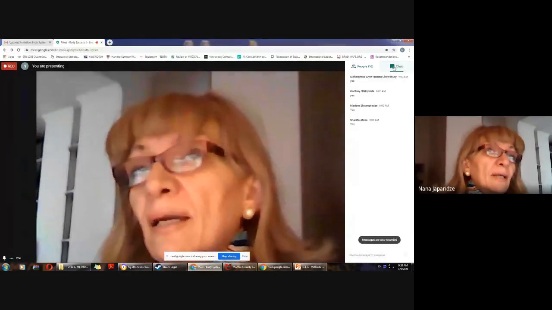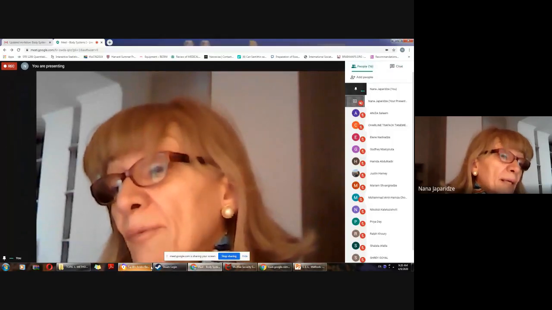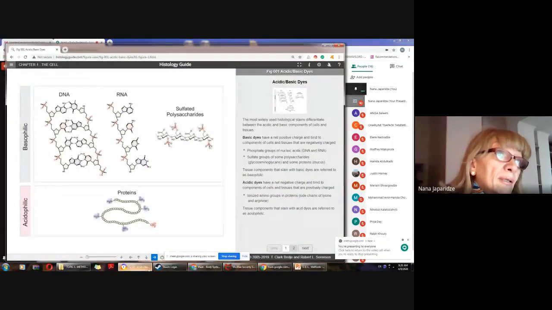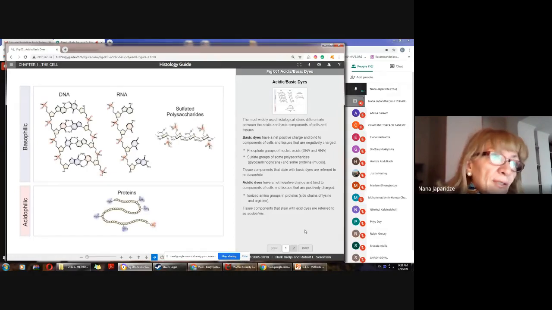acidic dyes. So the acidic dyes are very important to demonstrate, for example, the proteins in the cell, tissue, etc. Because this acidic dye is negatively charged, of course, it is attracted to and easily binds to everything that is charged positively, and such charges we have in the proteins, as amino acids.